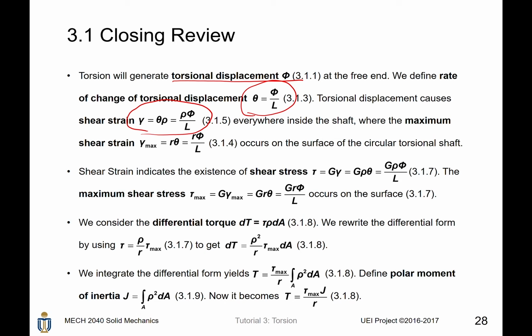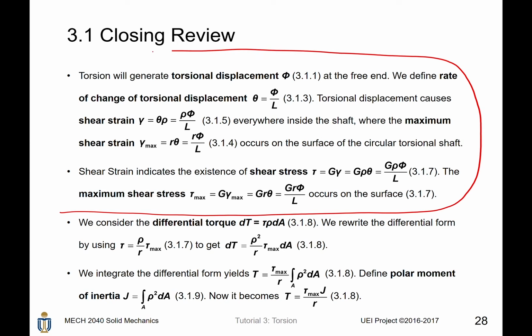Notice that the maximum shear strain occurs at the surface of the shaft. So in such a case, you just put rho equal to r. In previous tutorials, we discussed the relationship between the shear stress and the shear strain. Therefore, we apply tau equals G gamma to those shear strain formulas. Notice that all the above is just the foundation for us to derive the elastic torsion formula.